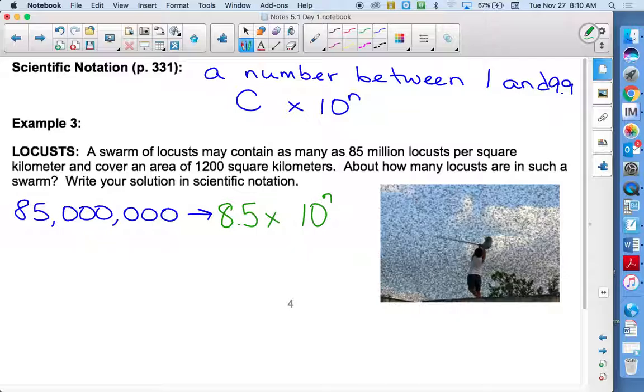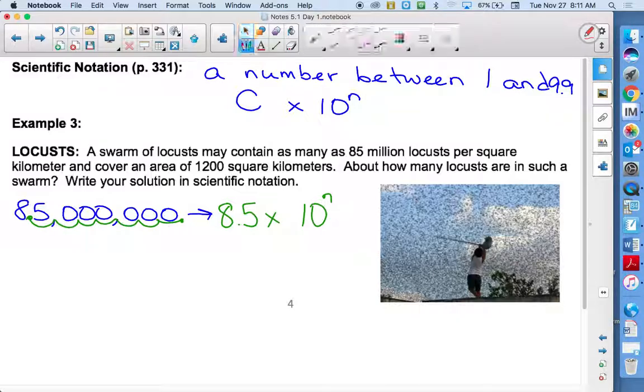So technically there's a decimal at the very end here, and you're just counting the number of times you're moving to get that decimal to be in between the 8 and the 5. Because that 8 has to be the number that's really from 1 to 9. So if you just count 1, 2, 3, 4, 5, 6, 7. So 8.5 times 10 to the 7th would be 85 million written in scientific notation.